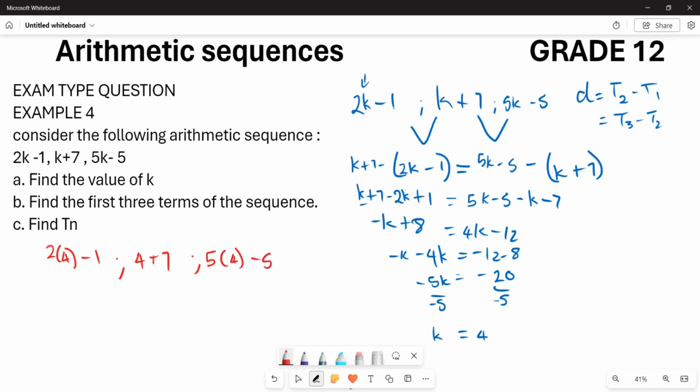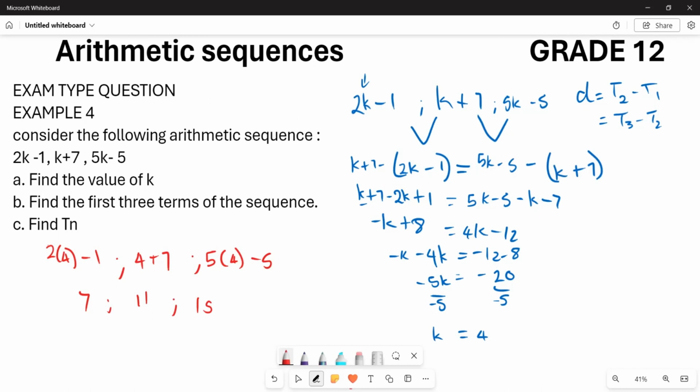This 2 multiplied by 4 is 8. 8 subtract 1 is going to give you 7, right? And 4 plus 7 is going to give you 11. And 5 multiplied by 4 is going to give you 20. 20 subtract 5 is going to be 15, right? So basically, these are the first 3 terms of this particular sequence. Now, this is going to be your number B.